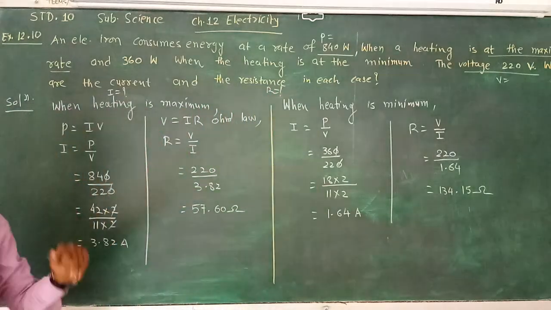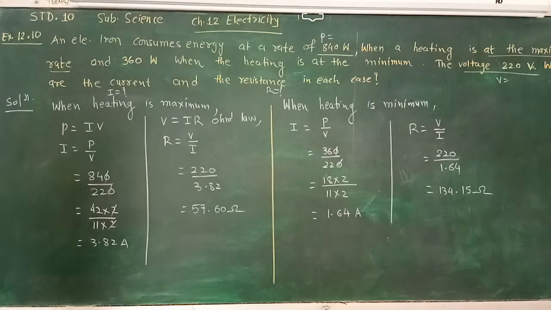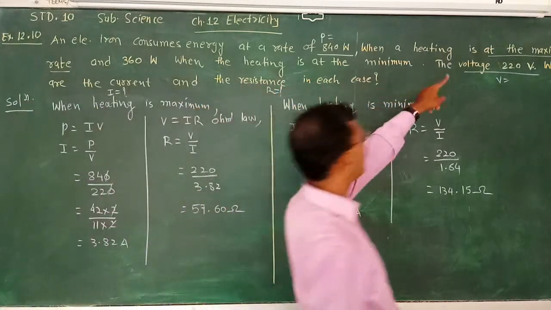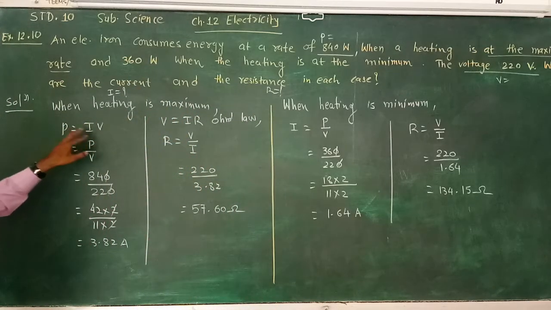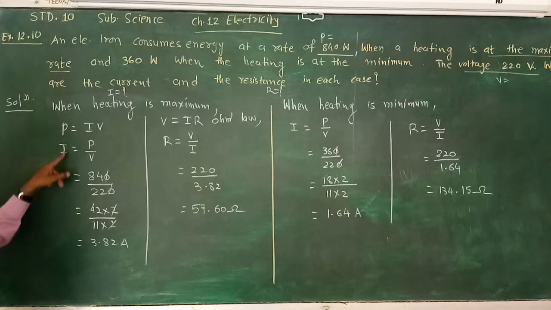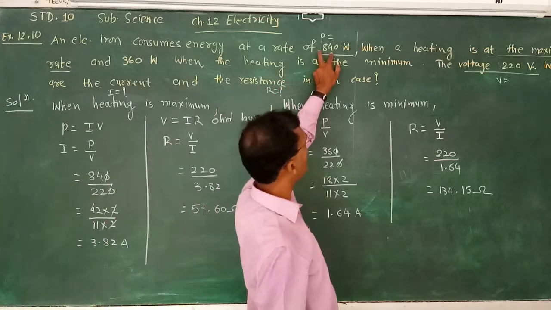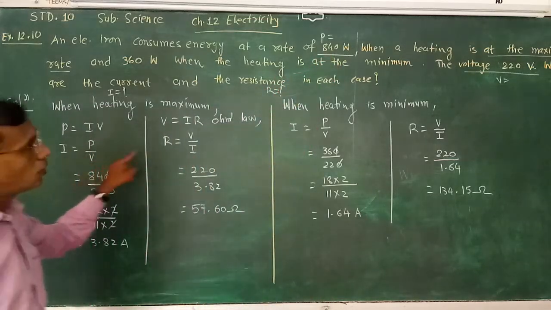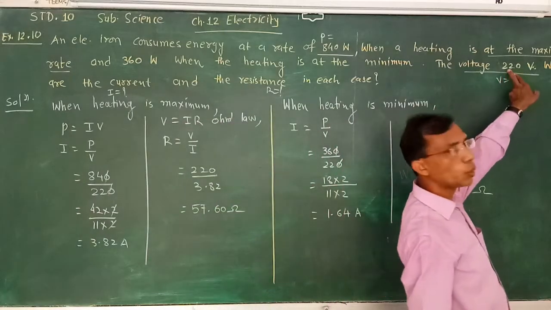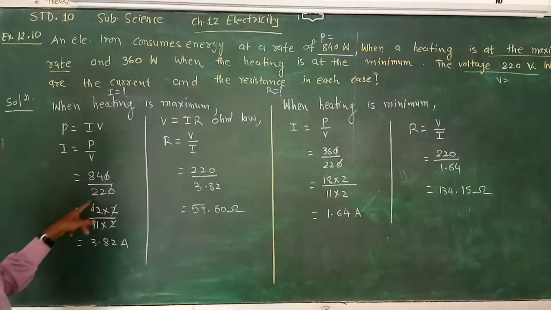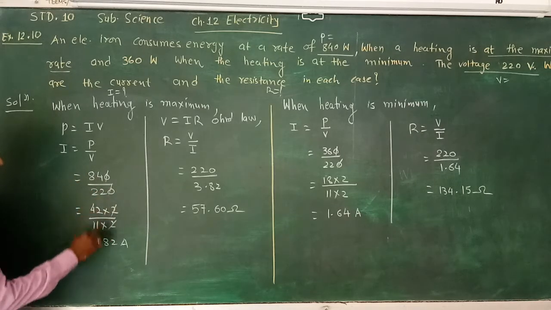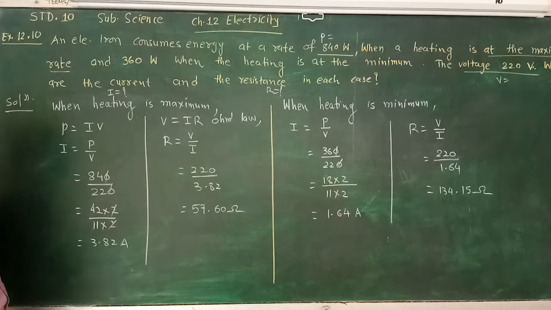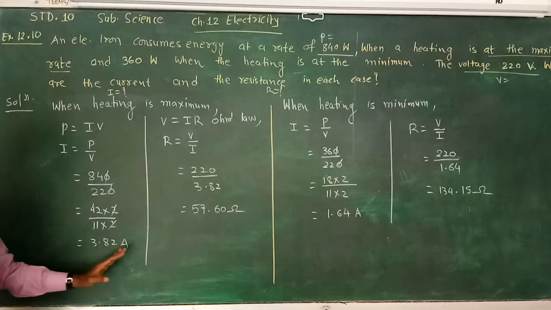In both cases we should find the resistance. So first case, when the heating is at the maximum rate. As you know, power P is equal to V into I, so I is equal to P upon V. So power P for the maximum rate is 840 watt upon voltage 220 volt. Zero, zero cancel, and simplifying, we obtain 3.82 ampere. The current is 3.82 ampere.